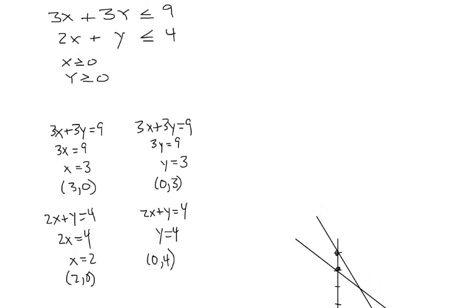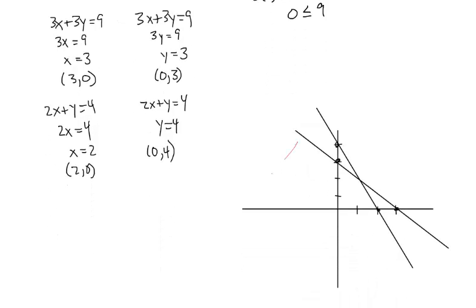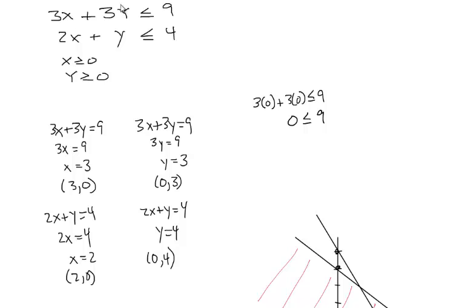So here we go up and we say 3 times 0 plus 3 times 0 is less than or equal to 9. And we can see that 0 is less than or equal to 9. So we are going to shade everything towards the test point. And in the second inequality, we have 2 times 0 plus 0 is less than or equal to 4. And 0 is less than or equal to 4. So again, we're shading towards our test point.